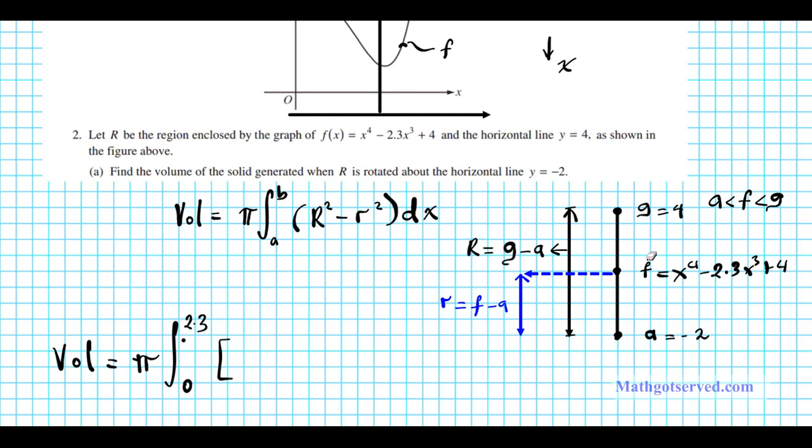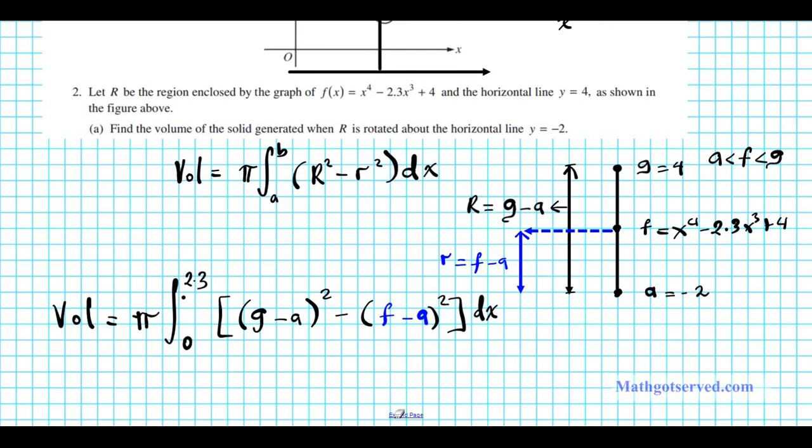You can use A, F and G or F, G, A, it doesn't really matter, okay? So big R will simply be G minus A, squared. Please do not forget the square. Minus little r, which is F minus A, squared. And then that's dx. We know what A is. A is -2, so we can just use that.